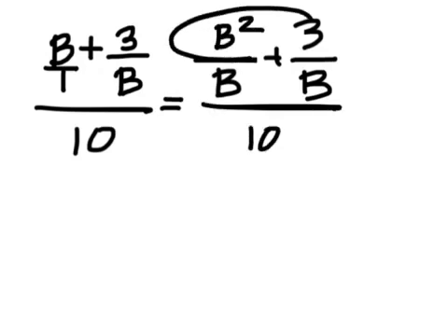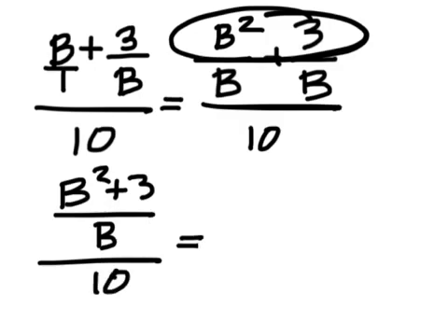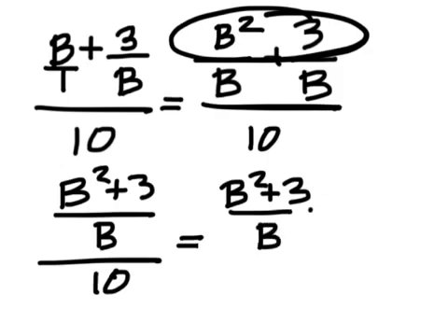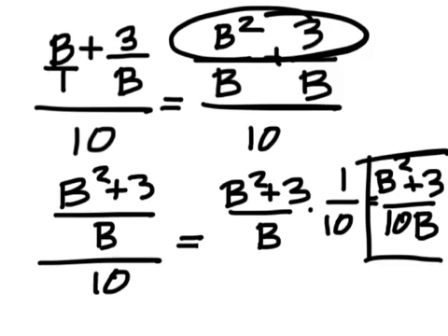Now combine these: b squared plus 3 over b, all of that over 10. Flip and multiply. When I flip 10, what is it? 1 over 10. So b squared plus 3 over b times 1 over 10 will give me b squared plus 3 over 10b. That's the answer. Okay, I get it.